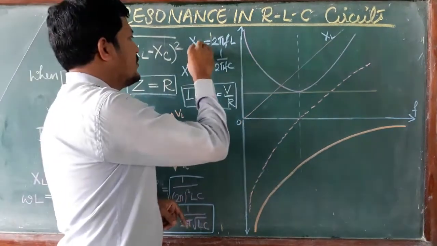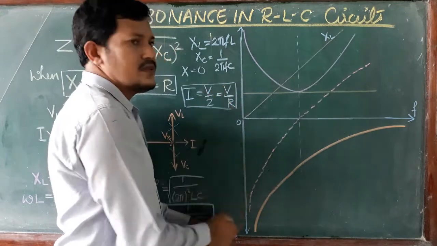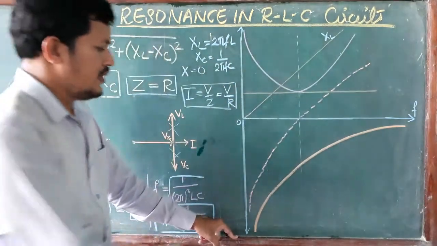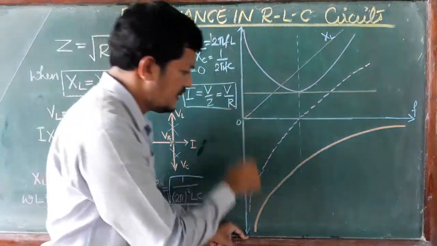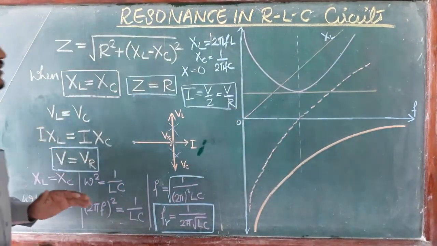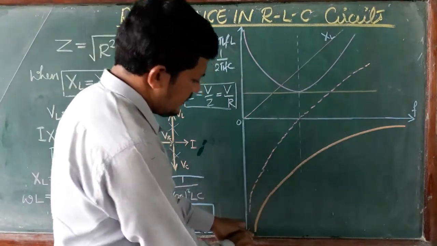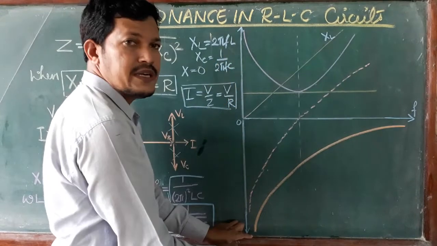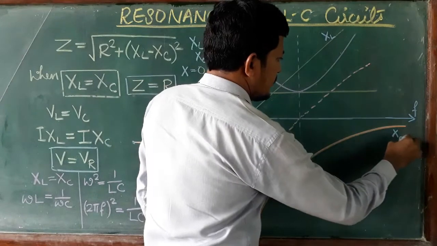And here XC equal to 1 by 2 pi FC. So in the initial condition, a very low frequency value means 1 by a very low value, so it may be an infinity value. I am taking it on the downside because XC is the lagging condition. So it may be an infinity condition. Whenever frequency increases, the value decreases. So this line belongs to XC.